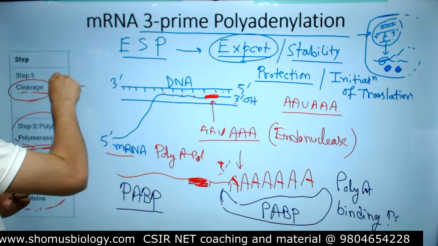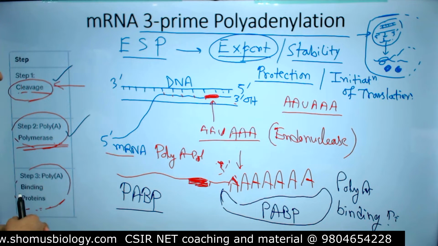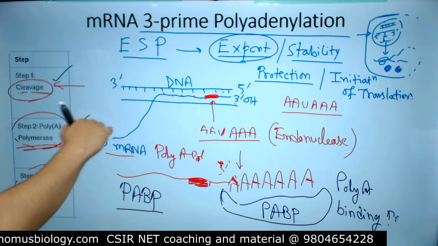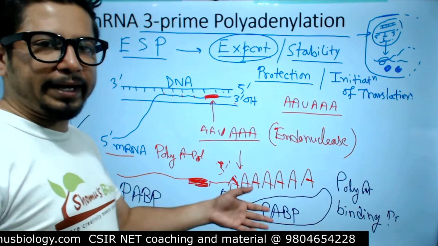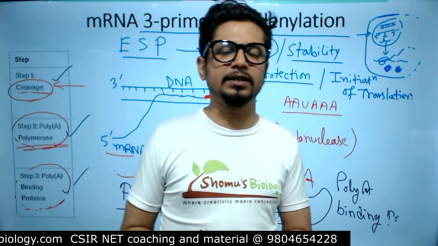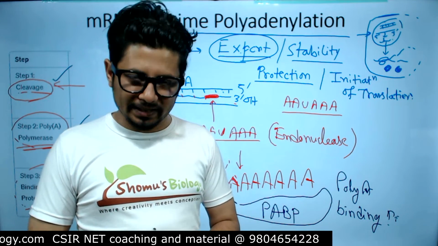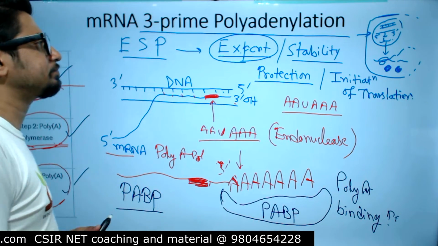Step 1 is the cleavage by the endonuclease. Step 2 is poly-A polymerase adding multiple A's to the 3' end of the mRNA. And the third step is the poly-A binding proteins, which bind to the multiple A residues at the end of the 3' side. That concludes the process of poly-A polymerization, or 3' polyadenylation of adenine nucleotides.